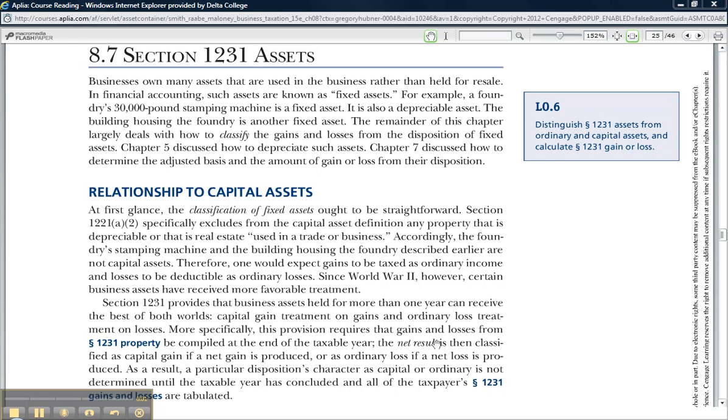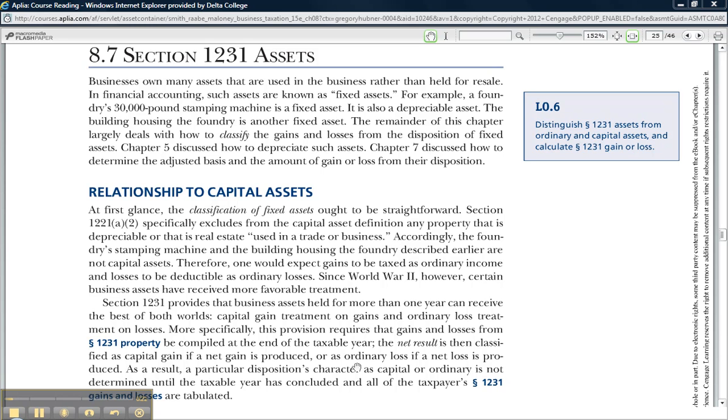Learning Objective 6 talks about Section 1231 assets. It distinguishes them as business use, long-term depreciable assets. Okay, so fixed assets, property, plant, and equipment, that kind of stuff. That's what we're talking about. Business use, long-lived assets. That's 1231 property.